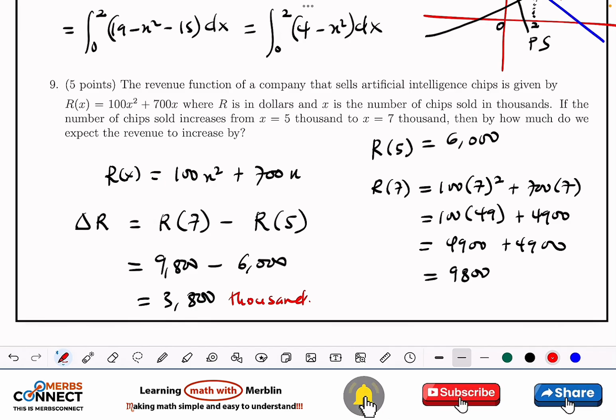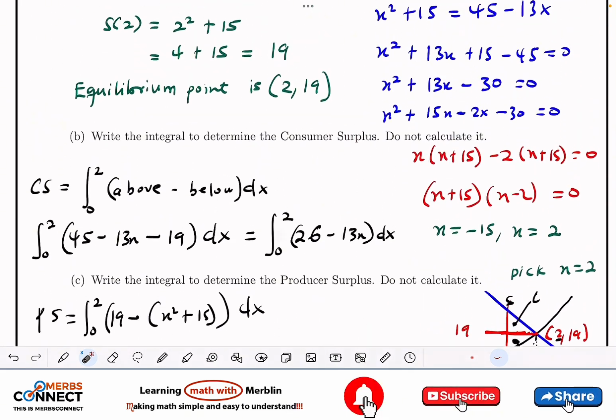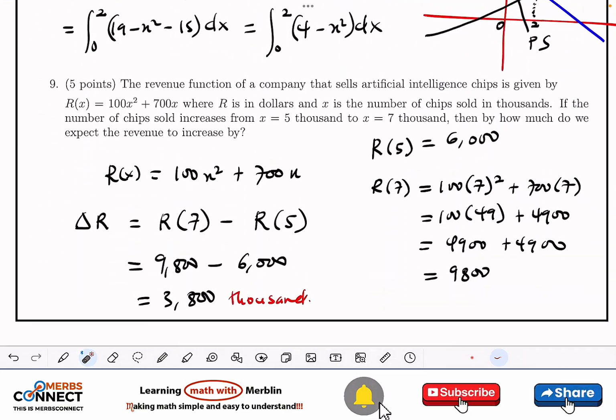So the interpretation can be that the revenue increased by this when the chip sales increase from 5,000 to this. That will be the interpretation, but it's good to just end it here. We have 2 more questions to go.